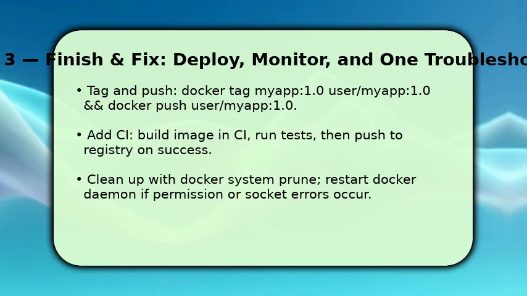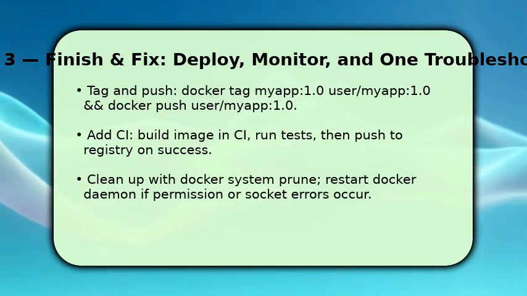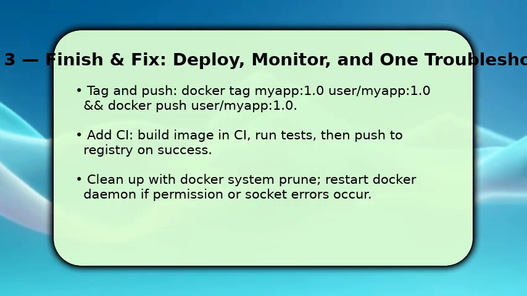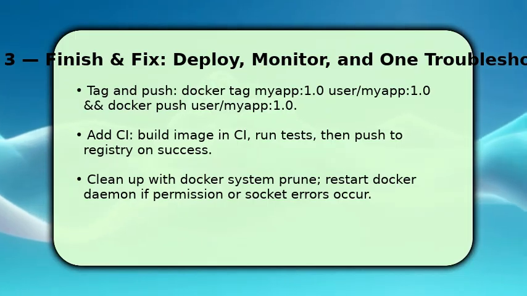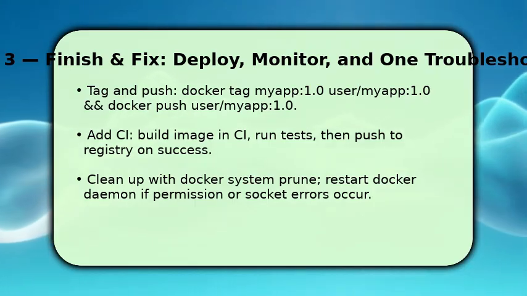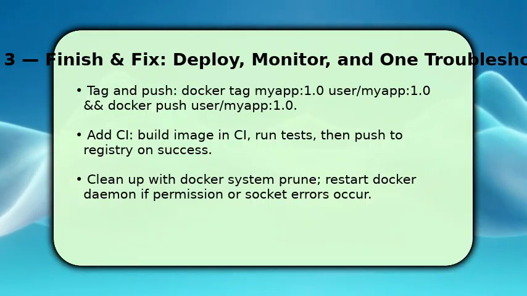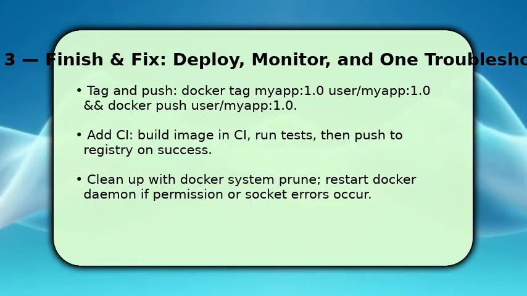Once done, automate builds in CI to run tests, build images, and only push on success. This prevents regressions. For maintenance, remove unused images with docker system prune to reclaim space. If something goes wrong, like daemon not reachable or permission denied, restart the Docker service, check docker info, and confirm your user is in the docker group. That resolves most common issues.